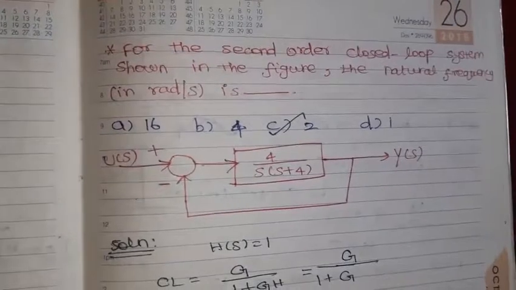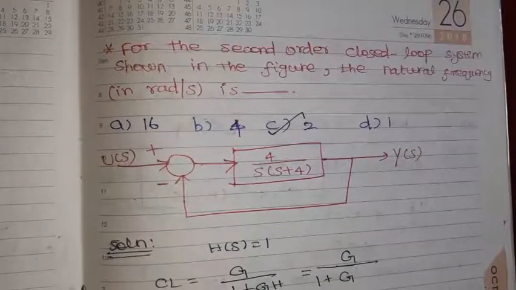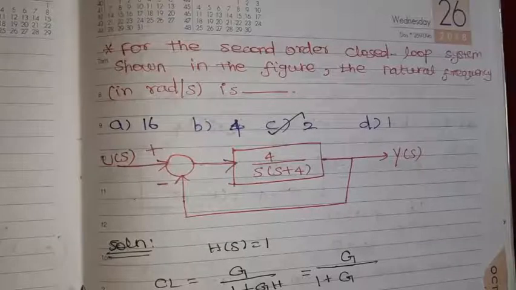Then one second guys, for the second order closed loop system shown in the figure, the natural frequency in radians per second we are going to find out.